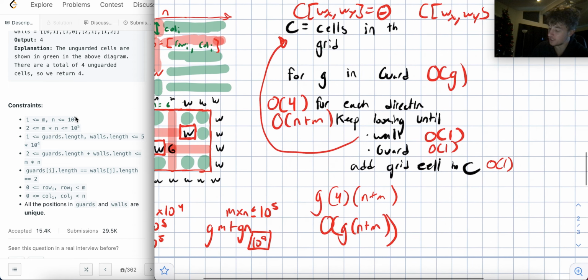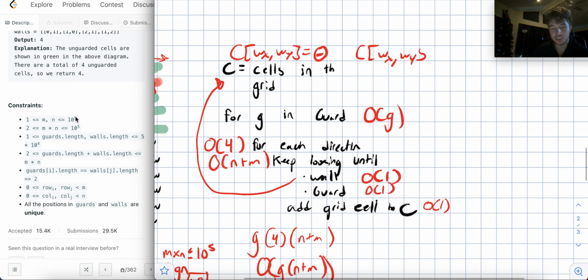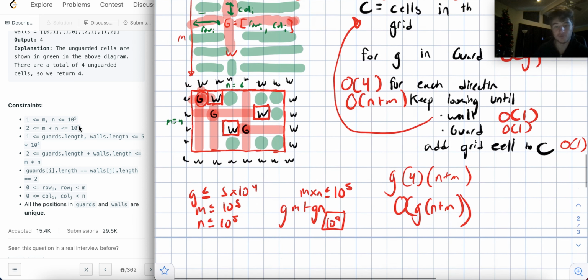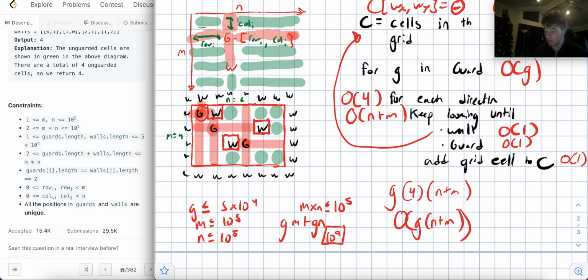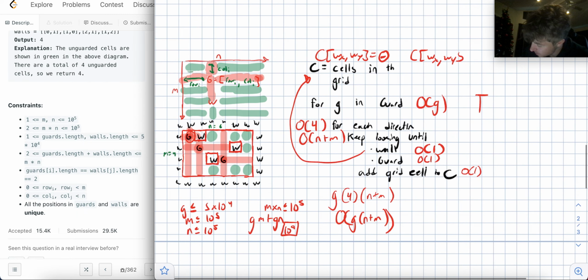So this solution here, although it works, the fact that we have this G times N plus M, and the way that these constraints are set up, you can review this if you want, but basically we could get 10 to the 9, right? Because you have G times N plus M, where G could be 10 to the 4, M could be 10 to the 5, 5 times 10 to the 5 times 10 to the 4, GM plus GN, 10 to the 9, right? So it's way too big. So is there another way we can do this where this isn't so slow?